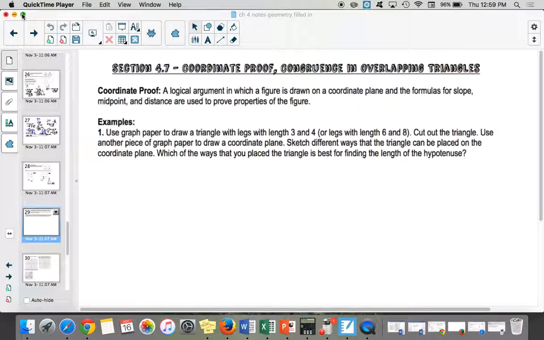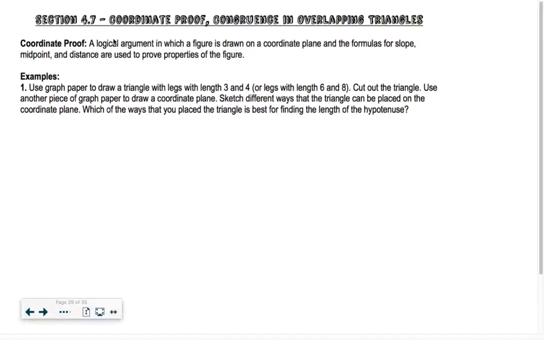5.7 is on what we call coordinate proof and congruence and overlapping triangles. So sometimes when we place things on a coordinate grid, there's a certain way that we can place them that's going to make things easier to find.